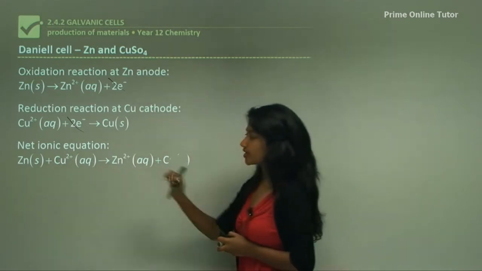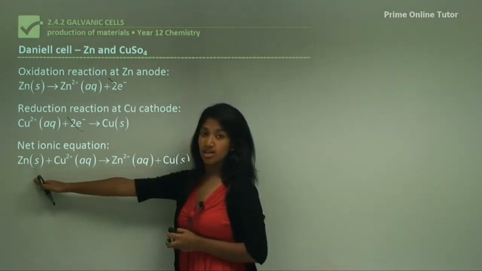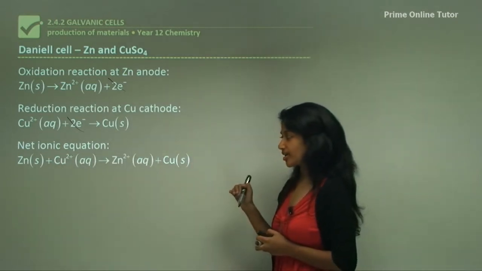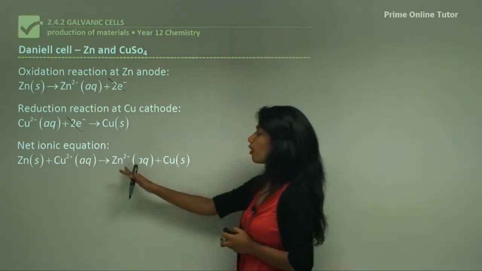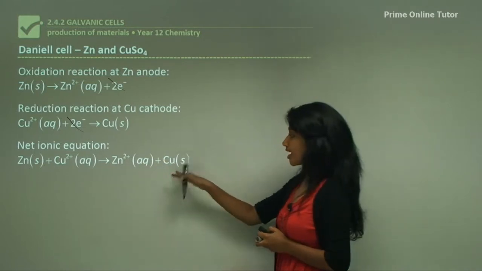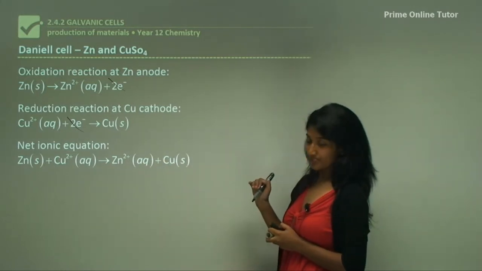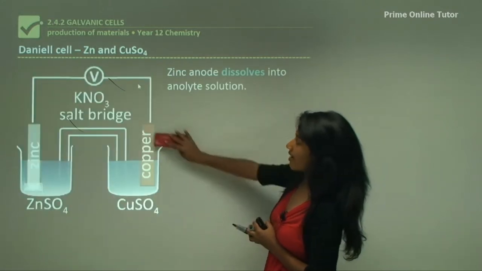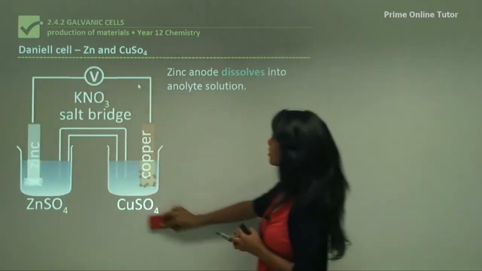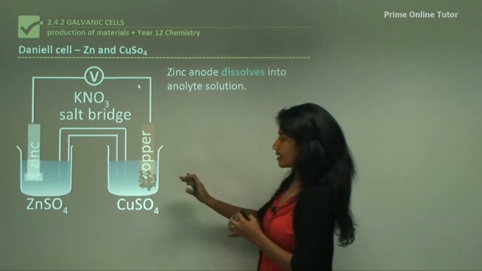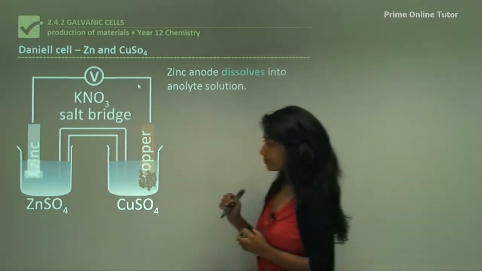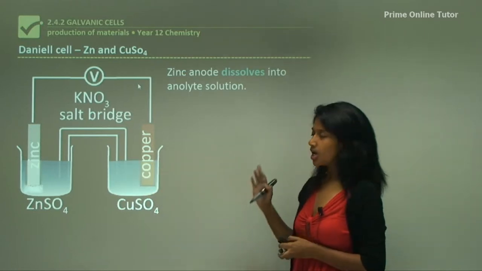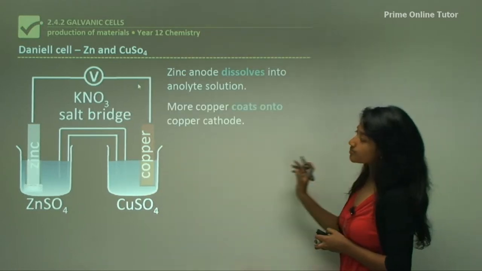So on this side of the equation, there's going to be zinc, the solid, which is a metal, and we have the copper cations reacting to form zinc cations and our copper metal. What really happens here is the zinc anode dissolves and we have copper forming. Now let's just go through this.